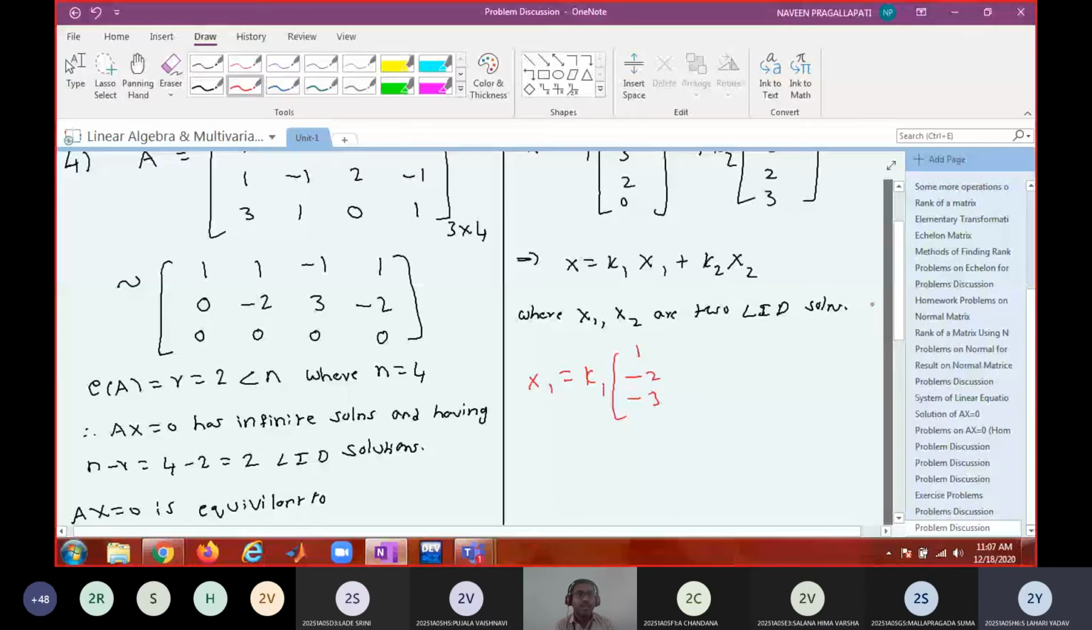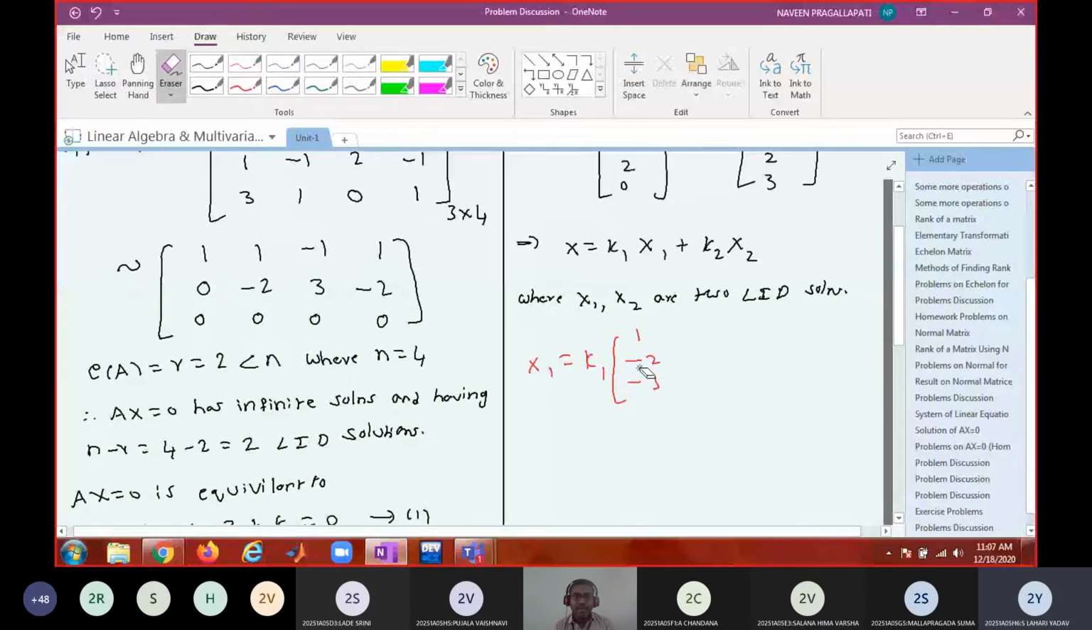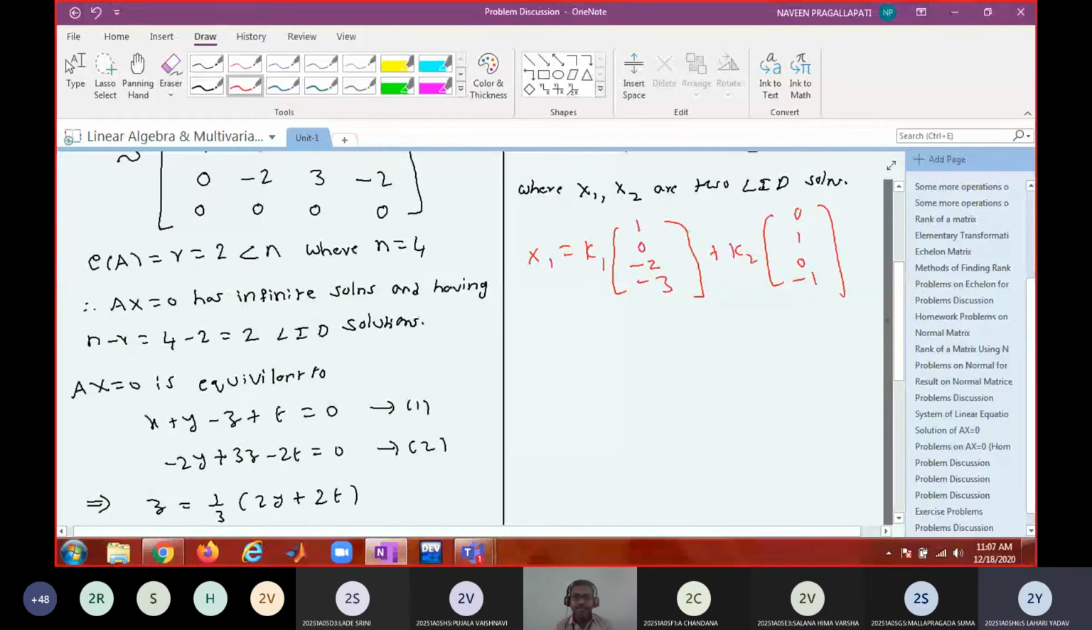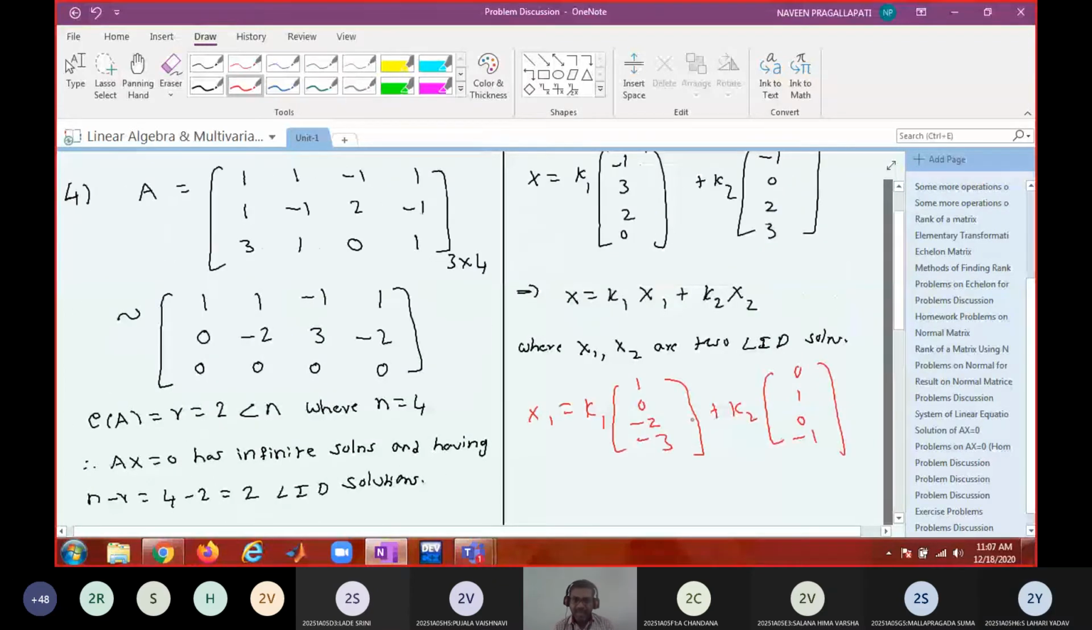0, 1, 0, minus 1. Are these satisfying your equation? Yes, sir. Both are satisfying. So yeah, this is another set of linearly independent solutions.